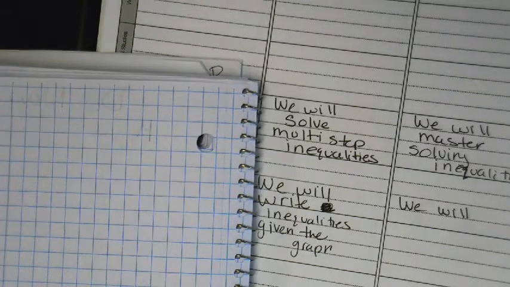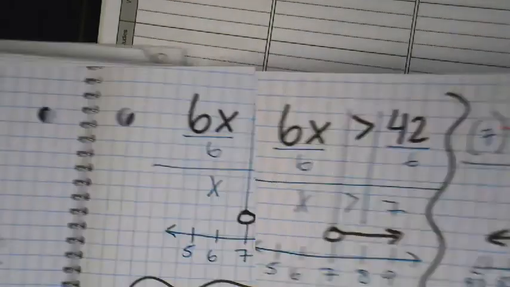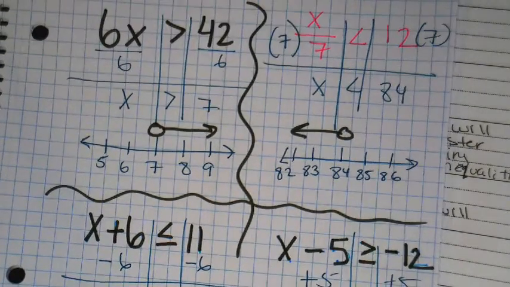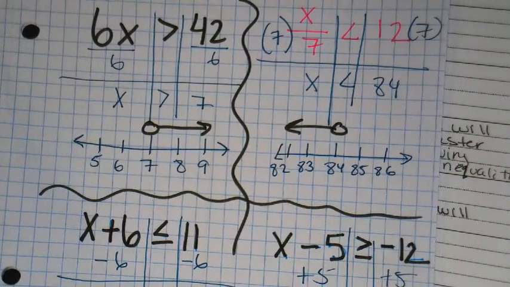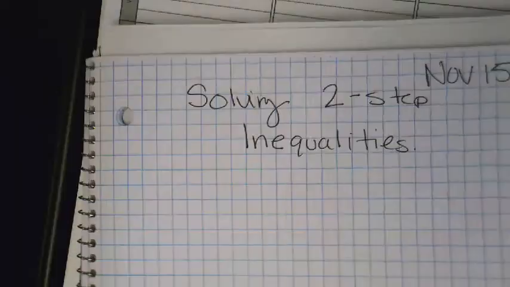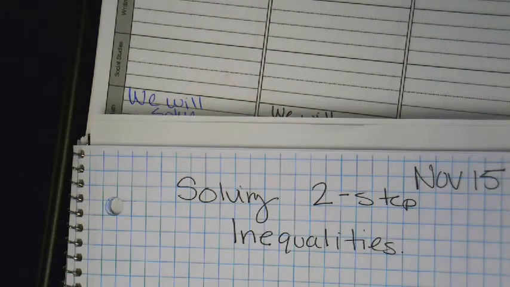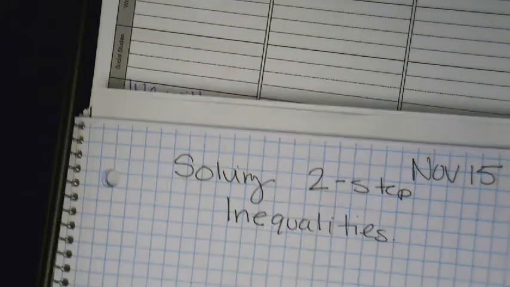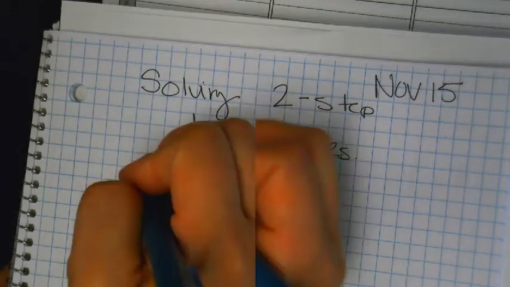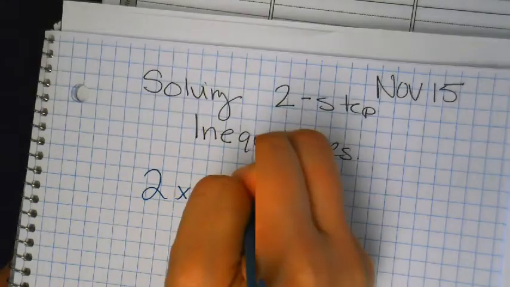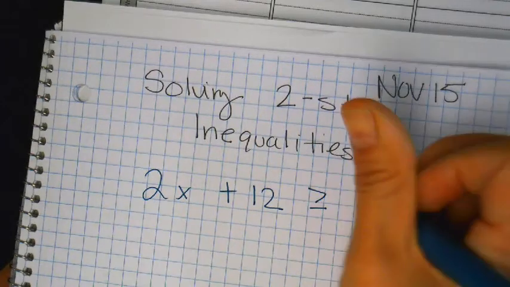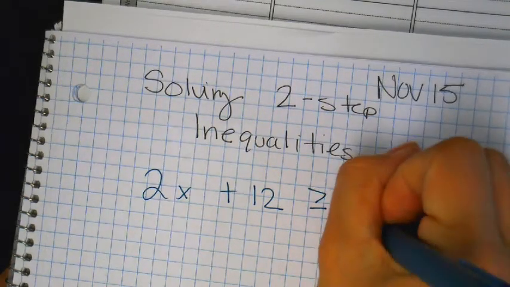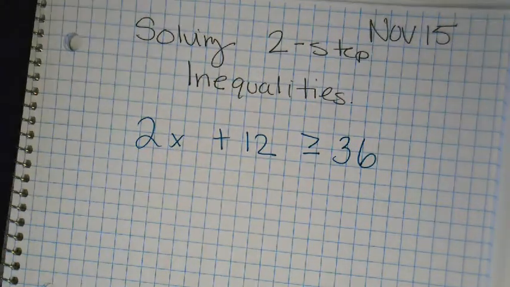Remember we did the four operations, right? What do I do when it's multiplication, division, adding, and subtracting? We do the opposite. So now we're going to be doing the same thing, just it's going to take two steps. So we're going to go 2x plus 12 is greater than or equal to, let's say, 36. Okay? So our inequalities get a little bit longer, and it's going to take us two steps to solve.